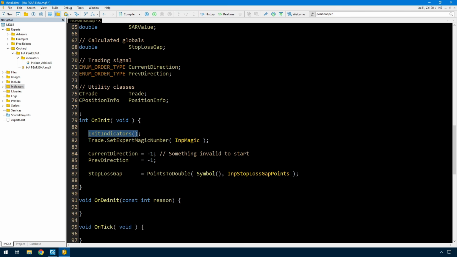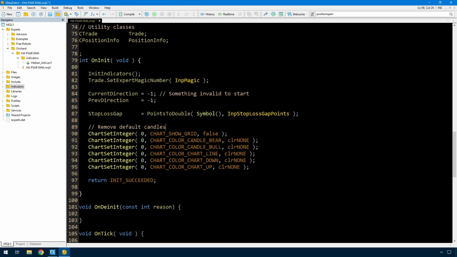In the onInit function, the initialization is pretty simple. There's an init indicators function. I'll write that in a moment. I set the expert magic number on the trade object, setting that to the input magic. I'm initializing the current and prev direction to -1, which will help me to know that I'm at the beginning of the code and that I need to set them an initial time. And then this is where I'm converting that stop loss gap points using the points to double function, which is also mentioned in the comments, and putting that in the stop loss gap.